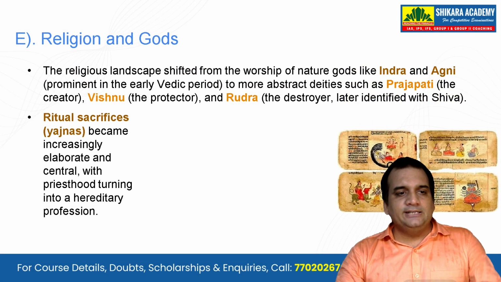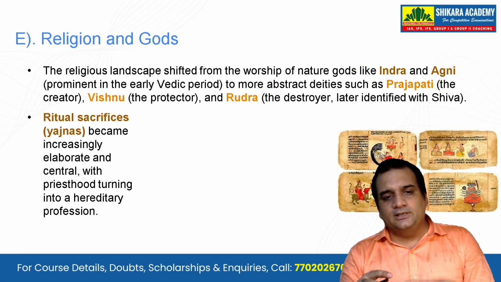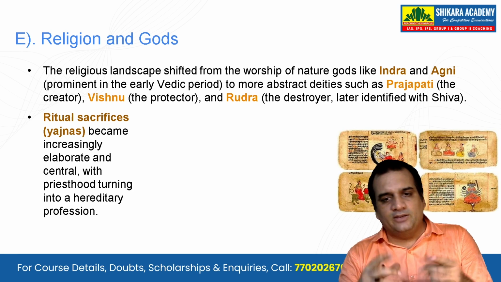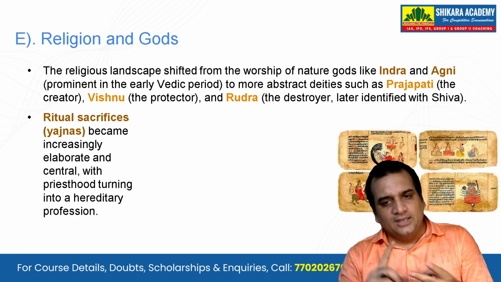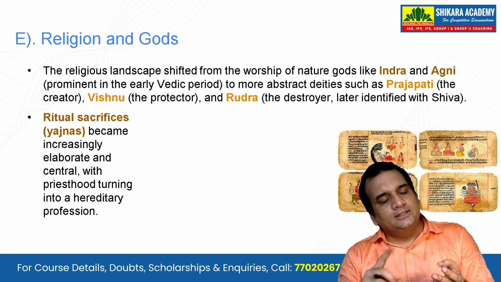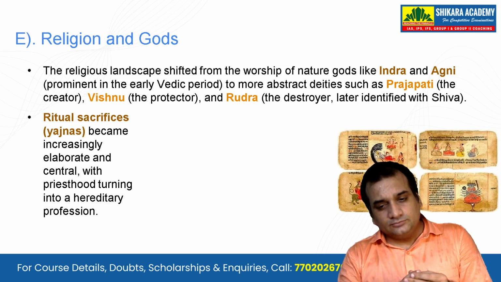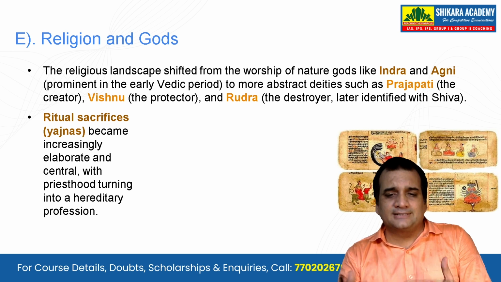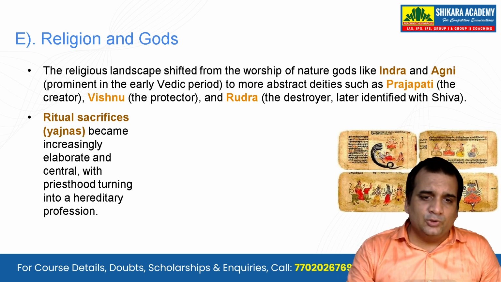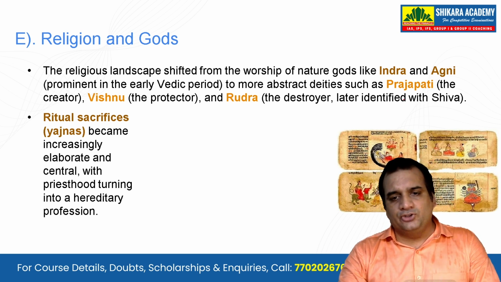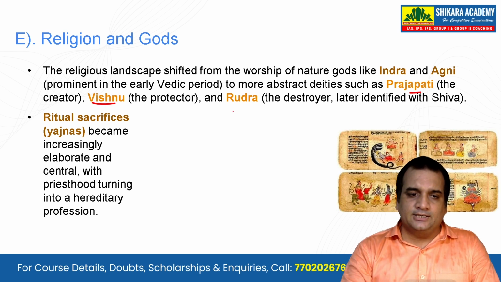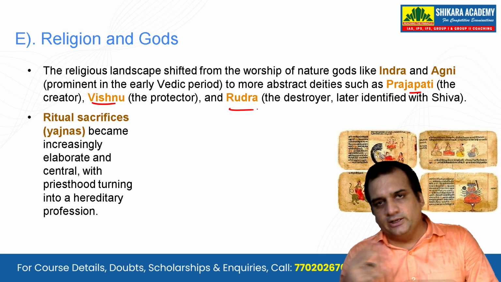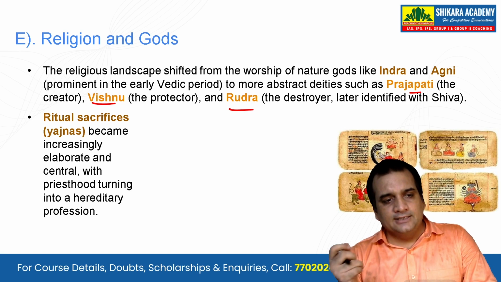Now what about the religion and gods? If you remember, in the early Vedic period we have studied that the most mentioned, about 250 times, was Indra, then about 200 times Agni, then we have the mention of Varuna, then you have the mention of Mitra or the Marut, the sun god. But now slowly and gradually what will happen? We have the mention of Prajapati or the creator, Vishnu or the protector, and Rudra the destroyer. Later on he is identified as Shiva.